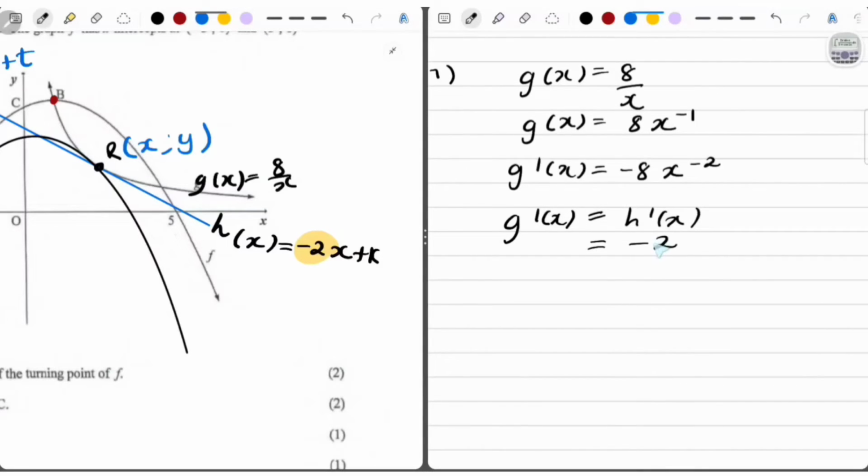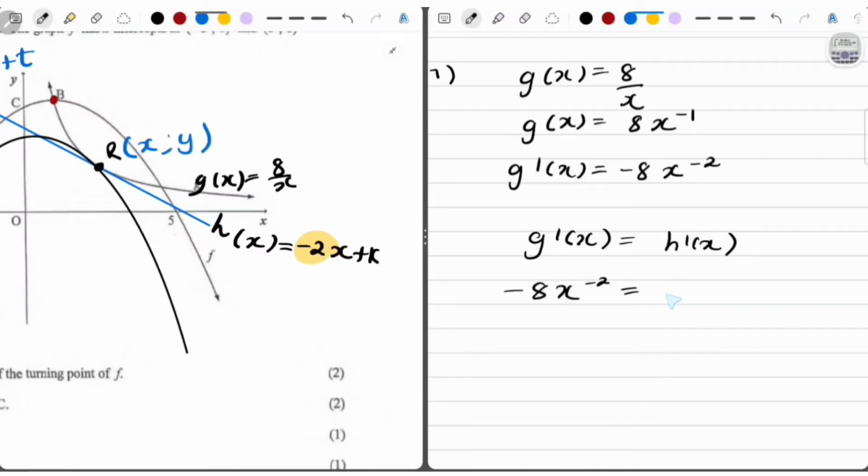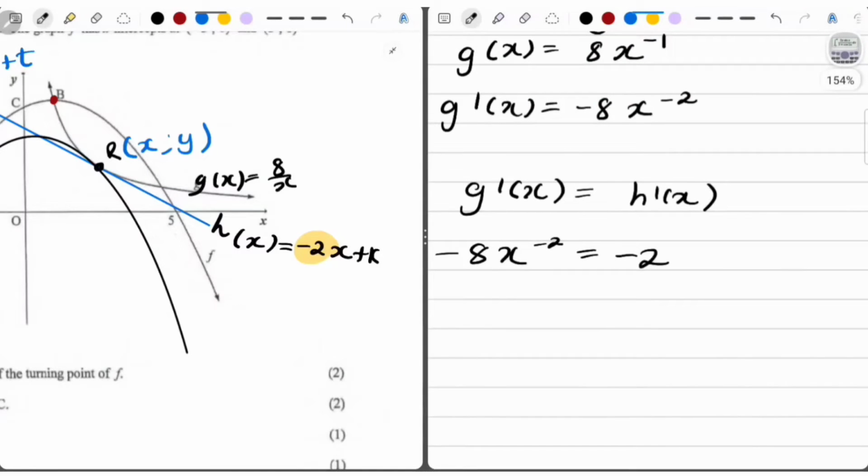We have that. And so what I'm saying is I'm going to make g prime of x, the gradient of g, equal to the gradient of h. So that is -8x to the power of -2 should be equal to the gradient of h, which is -2. If you like, you could have derived it. The k would have still fallen away because it's just a constant. So -2. And now we just have to solve for x. You see, the x value here will tell you the x value of the point of intersection between that graph of g and your tangent h.